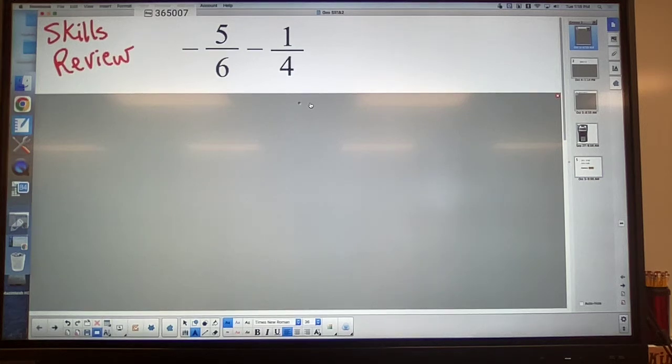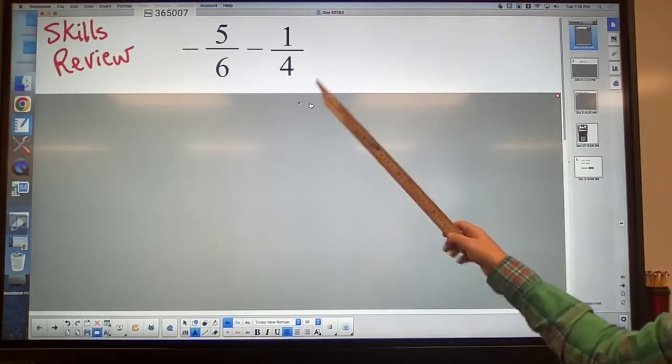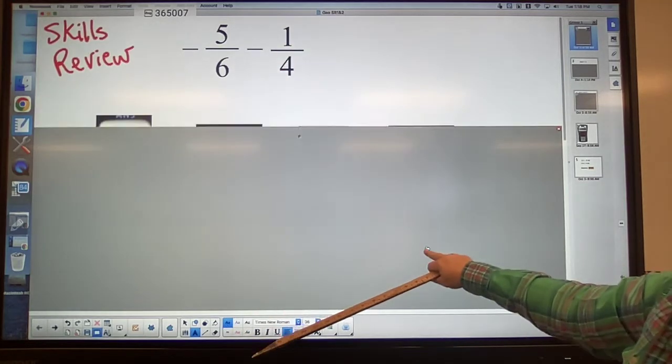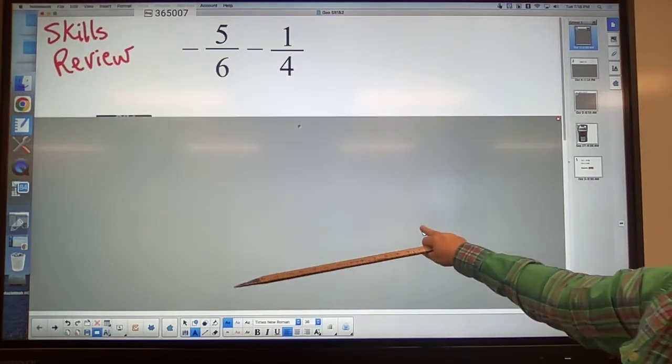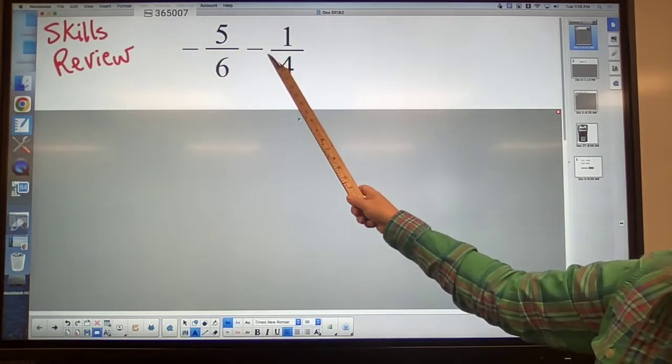Skills review, just a few things I want to show you on a calculator to make sure that you're not solving this out, getting a common denominator, spending all your time turning those into 12s and working with GCFs and LCDs. Instead, you should be able to use your calculator. First of all, knowing the difference on your calculator between a negative and a subtraction sign.